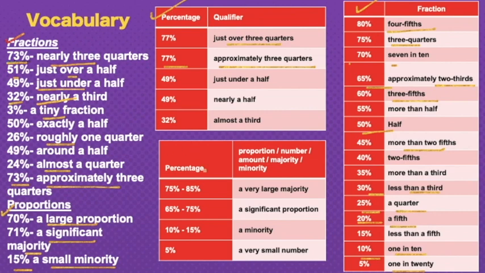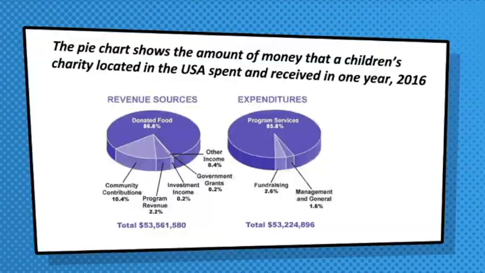Now let's take a look at the pie chart question. Okay, so this is the same question that we were looking at. This is a pie chart that shows the amount of money that a children's church charity located in the USA spent and received in the year 2016. We have already looked at the pie charts. These are revenue sources, this is expenditure. Now let's see how we can write the model answer for this pie chart.